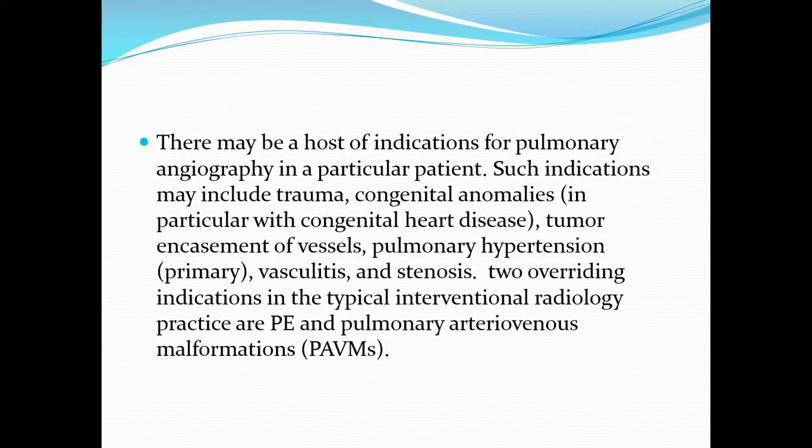There may be a host of indications for pulmonary angiography in a particular patient. Such indications may include trauma, congenital anomalies, especially in congenital heart disease, tumor encasement of vessels, pulmonary hypertension, primary pulmonary hypertension, vasculitis, and stenosis. Two overriding indications in the typical interventional radiology practice are PE and pulmonary arteriovenous malformation. So the most common indications are pulmonary embolism and pulmonary arteriovenous malformations, while all the other indications are rare to more or less degree.